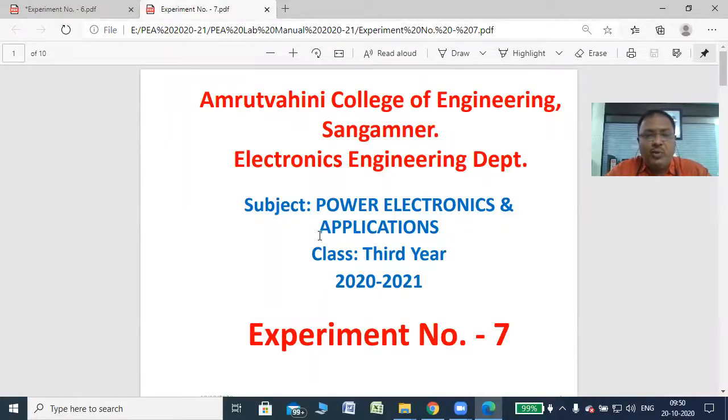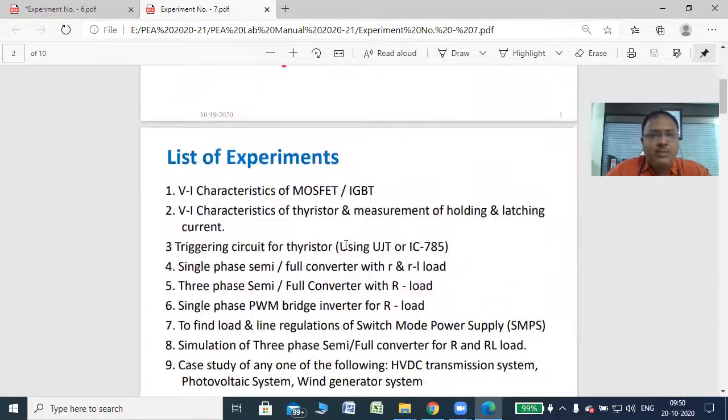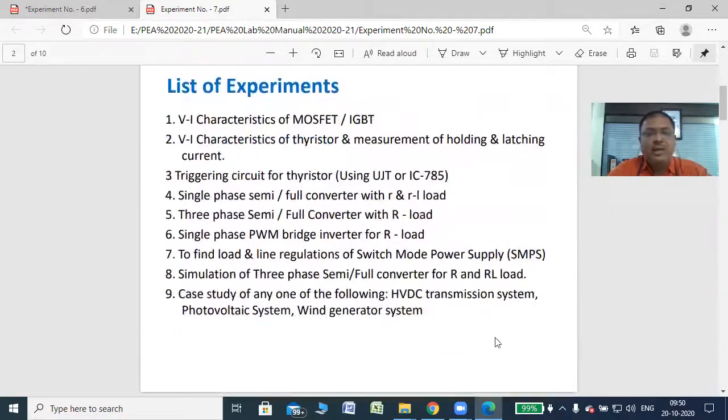Today we are going to see experiment number 7 of a power electronics application. Experiment number 7 is to find the load and line regulation of an SMPS, or switch mode power supply. So this is again a very simple practical. Load and line regulation we have to find out here.